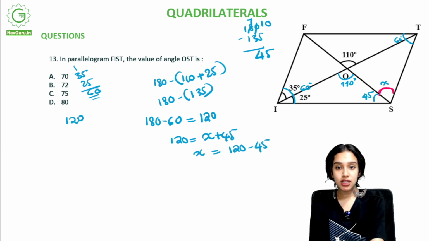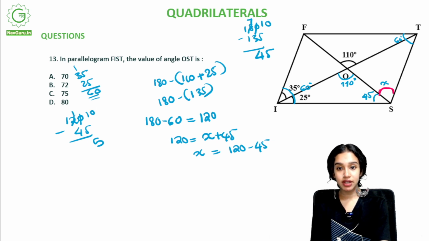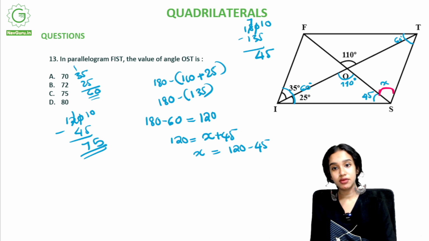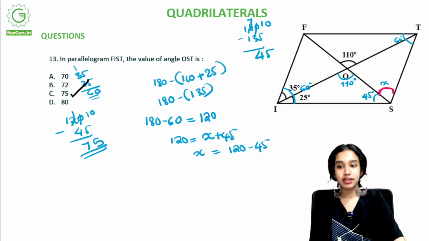So 120 minus 45, we have 10, we have 1 and 5. So 4 plus 7 is 11, right? 7 plus 4. The answer for this question becomes 75. So the answer for this question is 75. Now let's move on to the next question.